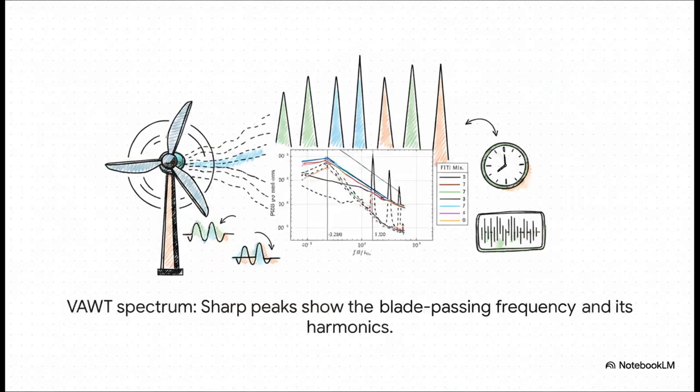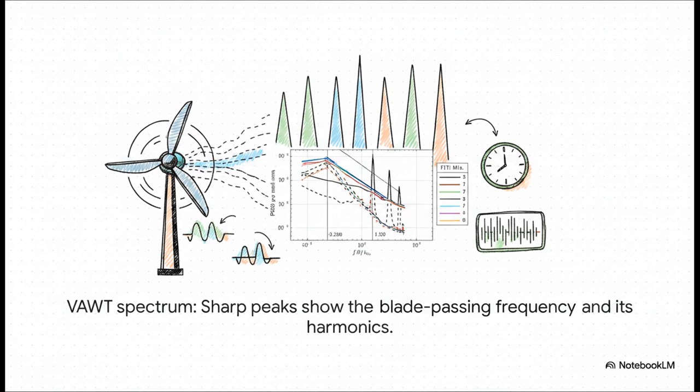Now for something completely different. Let's look at the wind turbine wake. The spectrum here is totally different. Instead of broad humps, we see these incredibly sharp, distinct spikes. That's the telltale sign of something periodic, something tonal. And sure enough, these peaks line up perfectly with the frequency of the turbine blades passing by, and all of its higher harmonics.